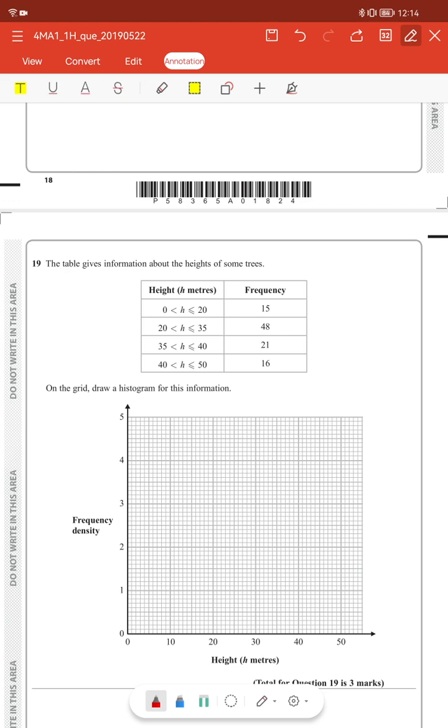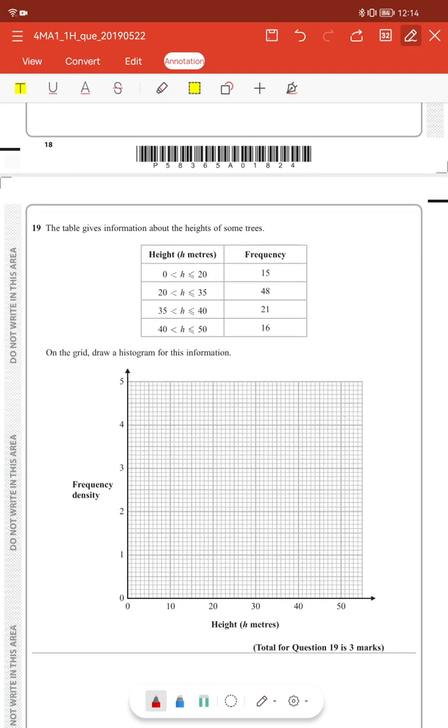The table gives you some heights of some trees. So with these, you have to be very careful if it gives you a frequency density and frequency. So you have to remember the differences between these. Now, it will quite often ask you to draw a graph, and you have to do that. So remember, with frequency density, you are looking at the area. So the area must equal the frequency.